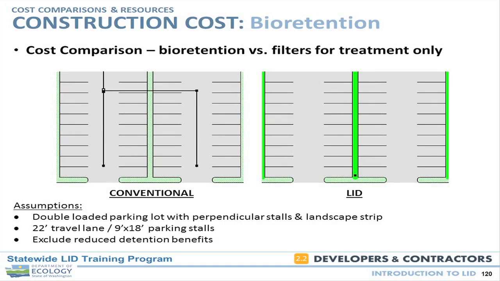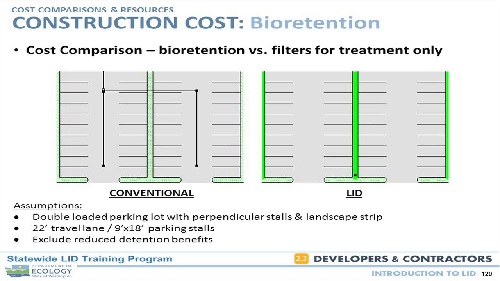And so this is a little study that I did for a port district that was contemplating a development, and in the preparation of their grant application for this development, wanted to illustrate the value in this scenario of basically doing low impact development versus traditional for water quality only. So we have a typical double-loaded parking lot. I provide the dimensions, very standard, 22-foot travel lane, 9x18 parking stalls.